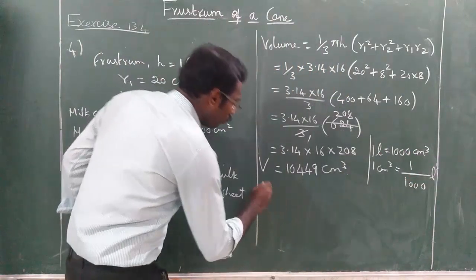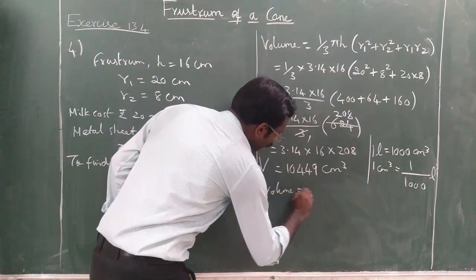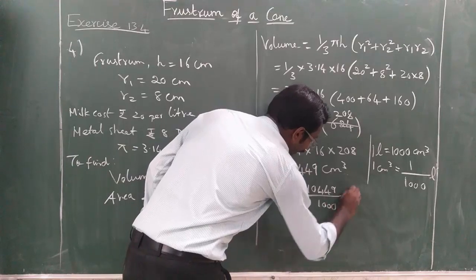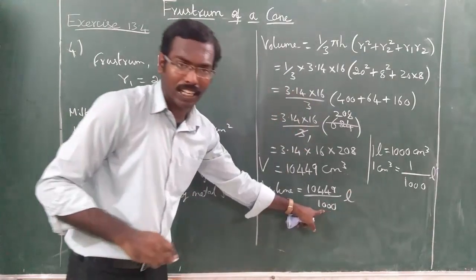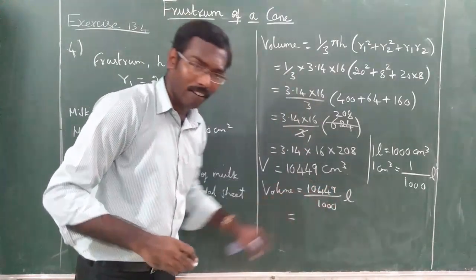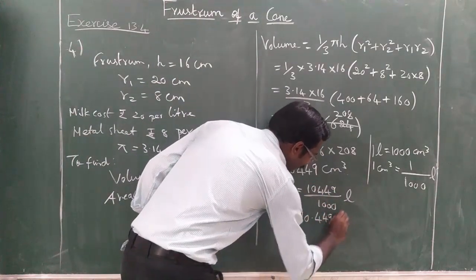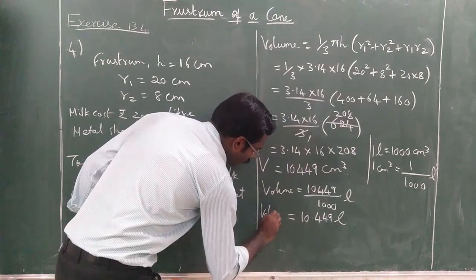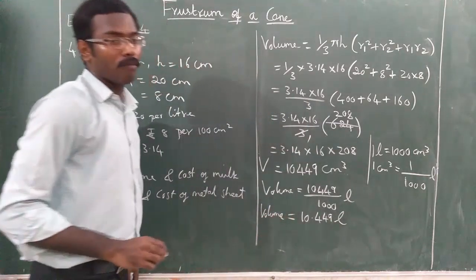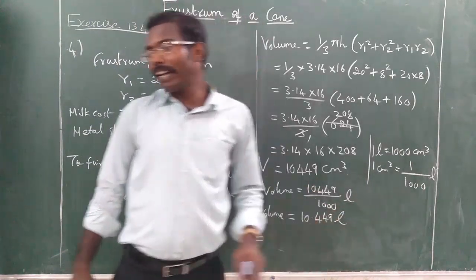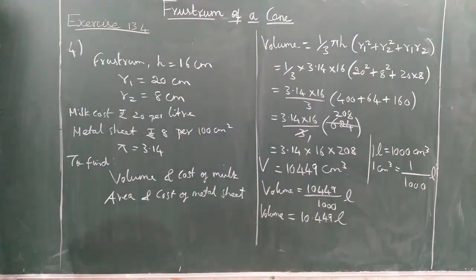So therefore, volume is equal to 10,449 divided by 1000 liter. That is equal to, 3 zeros now. So 3 zeros to the left, you will get 10.449 liter. Okay, so volume is equal to 10.449 liter.